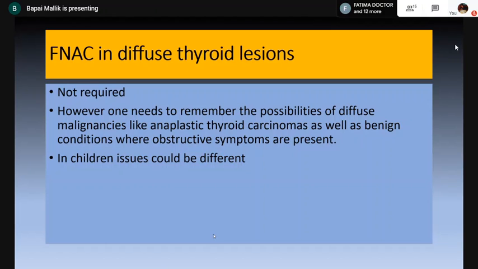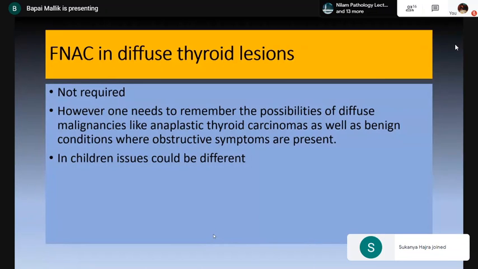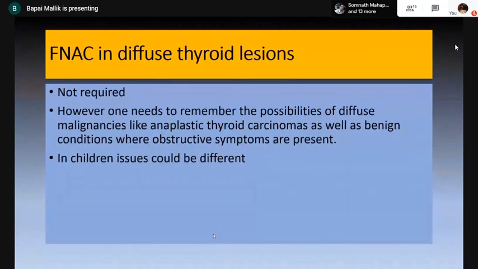You have to also remember the possibilities of diffuse malignancies like anaplastic thyroid carcinomas, where you take the radiological picture into consideration. Okay, and as I've said, benign conditions where obstructive symptoms are present, you may still have requests for FNAC of such lesions. In children also, the issues could be a little bit different because diffuse lesions in children are aspirated far more frequently than what you are going to do in adults.